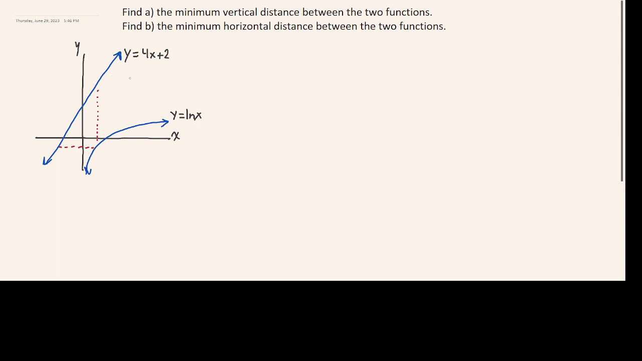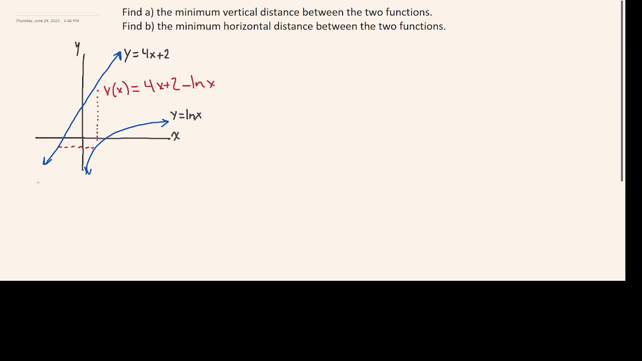So the vertical distance can be written, let's call it v of x, will be equal to 4x plus 2 minus the natural log of x. It'll be the top function minus the bottom function.